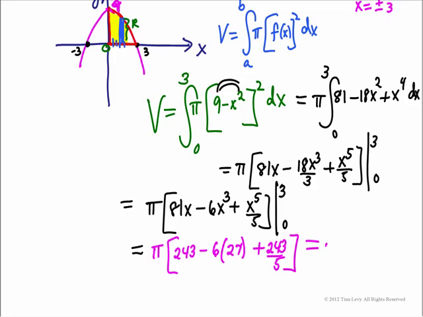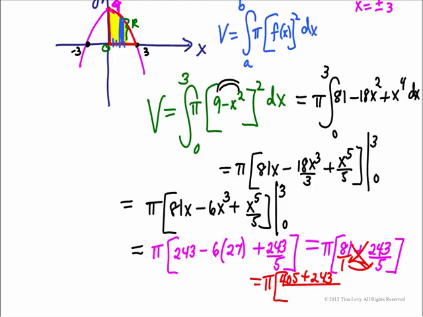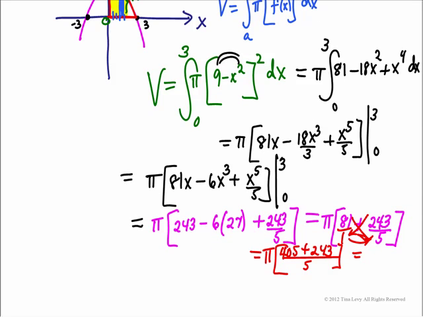Working this out, we have pi, we have 81 plus 243 over 5. And I have a nice way, I call it the rocking chair, for doing these. What we do, you guys, is we go, this is pi, 81 times 5, 405, plus 243 times 1, all over 5. So the final answer for this becomes 648 pi over 5. And that is the volume.